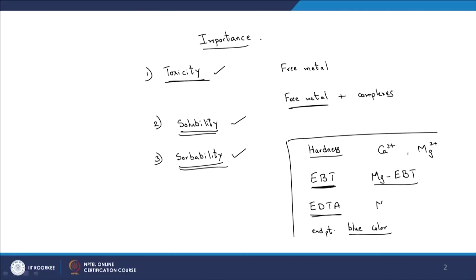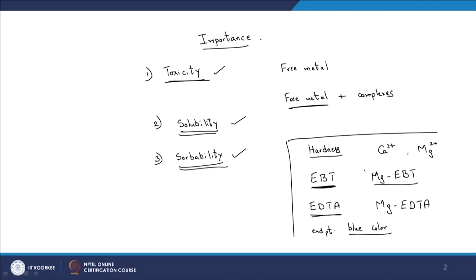Then you are titrating with EDTA. That in general leads to the formation of a stronger, more stable complex, the Mg-EDTA complex. So the ligand is replaced here. Earlier the complex was between magnesium and EBT, now with the addition of EDTA as you titrate your solution, you end up with the Mg-EDTA complex.